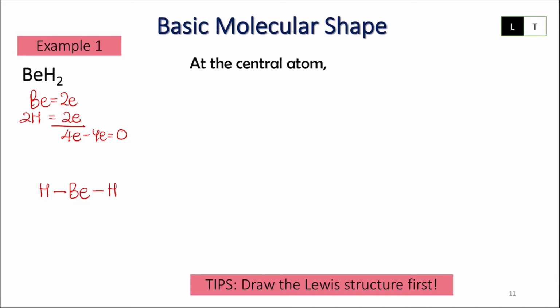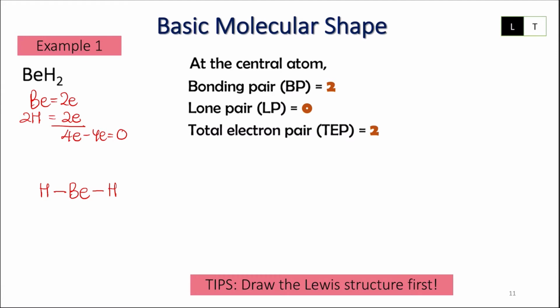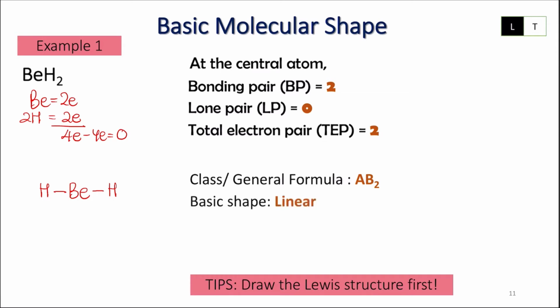So at the central atom here for beryllium, the bonding pair is 2. And then I got no lone pairs, so 0. After that, total electron pairs, TeP, is 2 plus 0 equals 2. And the class will be AB2 because we got A, our beryllium, and B, we got hydrogen, 2 of them. And then basic shape should be linear and the molecular geometry is linear. And the bond angle is 180 degree.